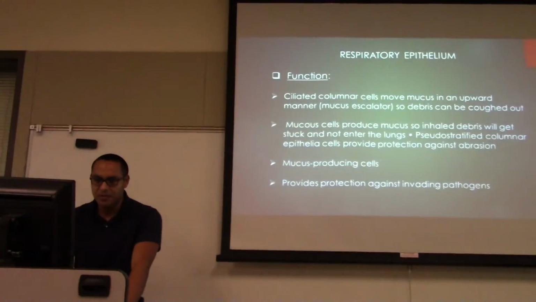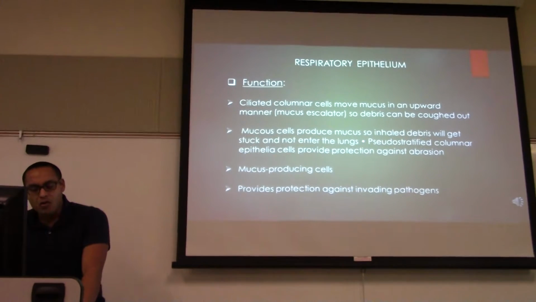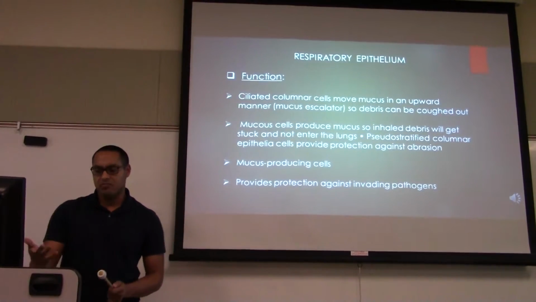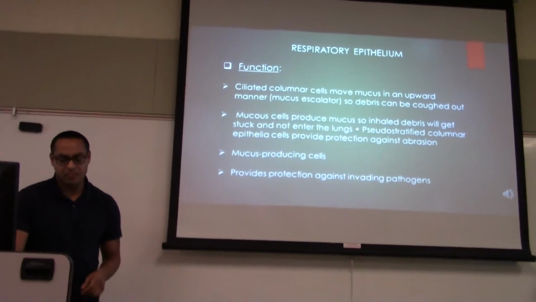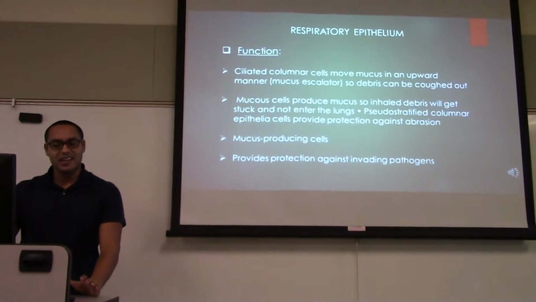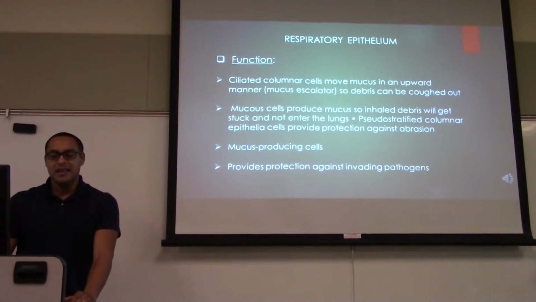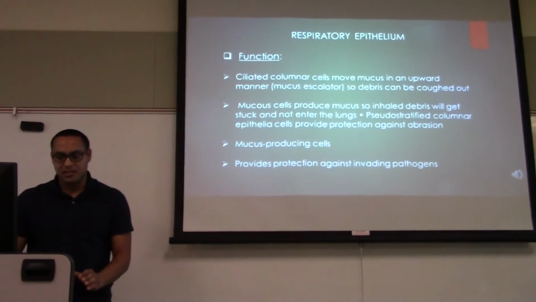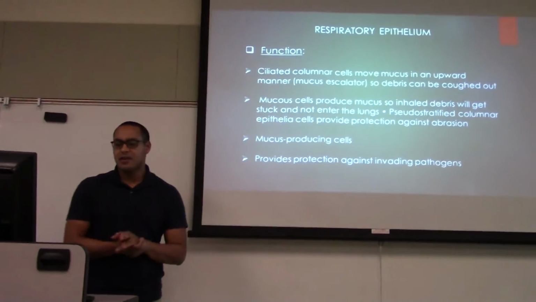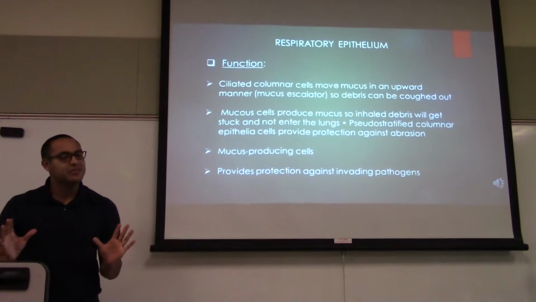Let's go back now. Okay, so more on the function. How do they work together? The ciliated columnar cells move mucus in an upward manner, like I said, and it's called the mucus escalator. There's another word for it, but mucus escalator's totally fine.